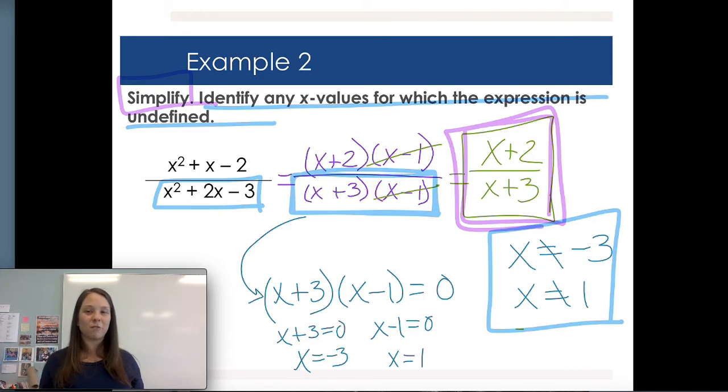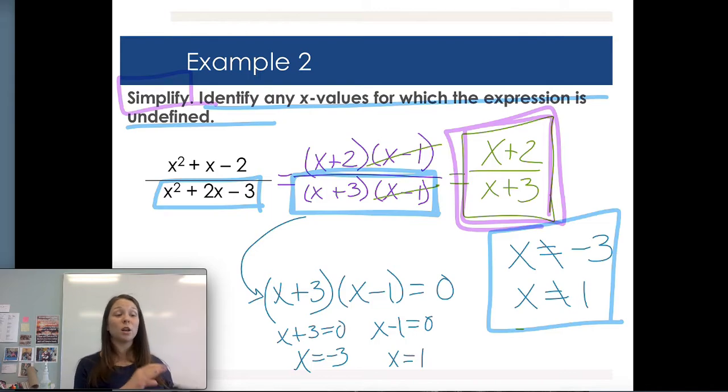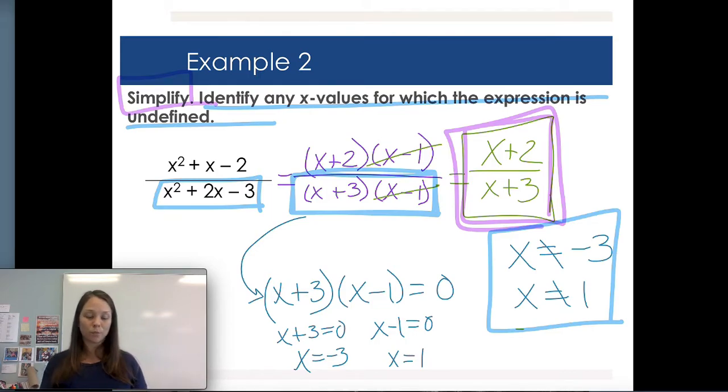Walker, in the simplified version of it, x can be 1 and it's fine. But in the original one, it can't, and that's what's important. We have to look at where we're starting and what we're beginning with, and that's what we have to figure out: what x can't equal.